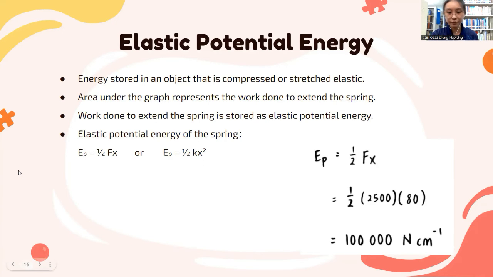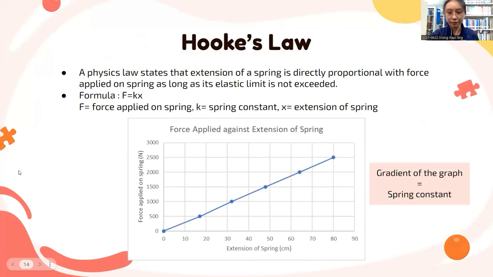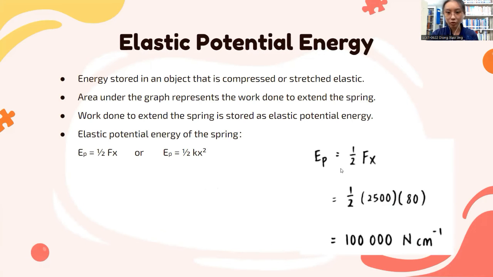So from this graph, we can calculate the elastic potential energy. I calculated by this formula, EP = 1/2 Fx, which equals 1/2 times 2,500 times 80 equals 100,000 Newton per cm.